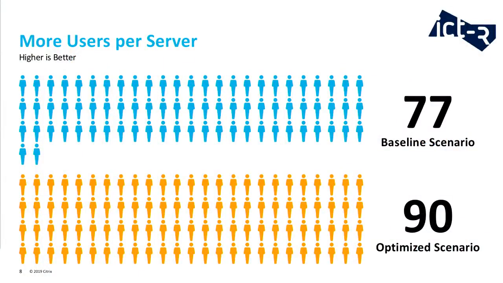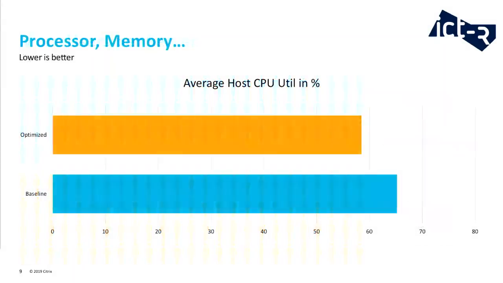So after applying all those optimizations that I had listed, all those different categories, the first result is what you would expect. It's free capacity. You can just get more users on your servers without buying any additional hardware. So in this test, we went from 77 all the way to 90 users. The reason why we went to this higher number of users is mostly caused by the CPU consumption. So when you optimize images, the average CPU utilization is going to be lower, and it's also going to be more predictable. You are not going to get the peaks.